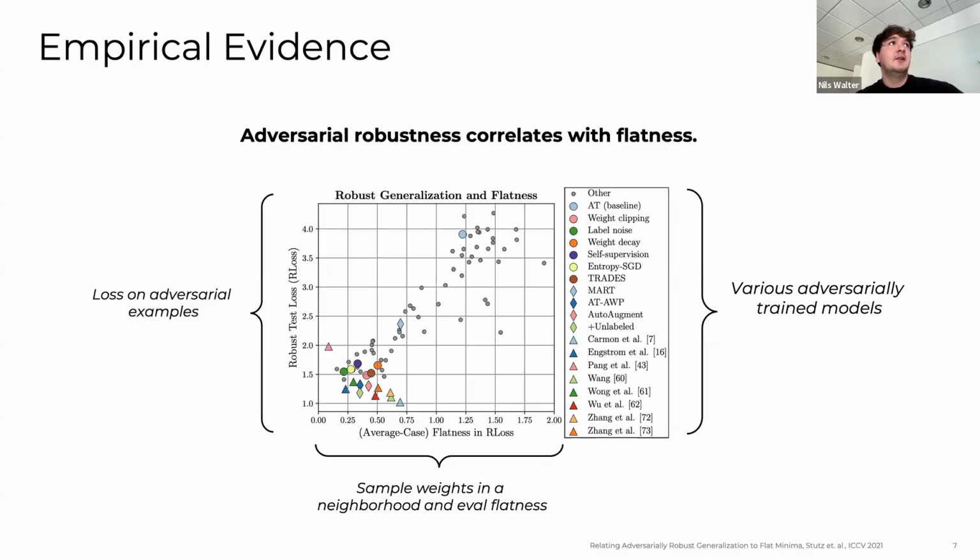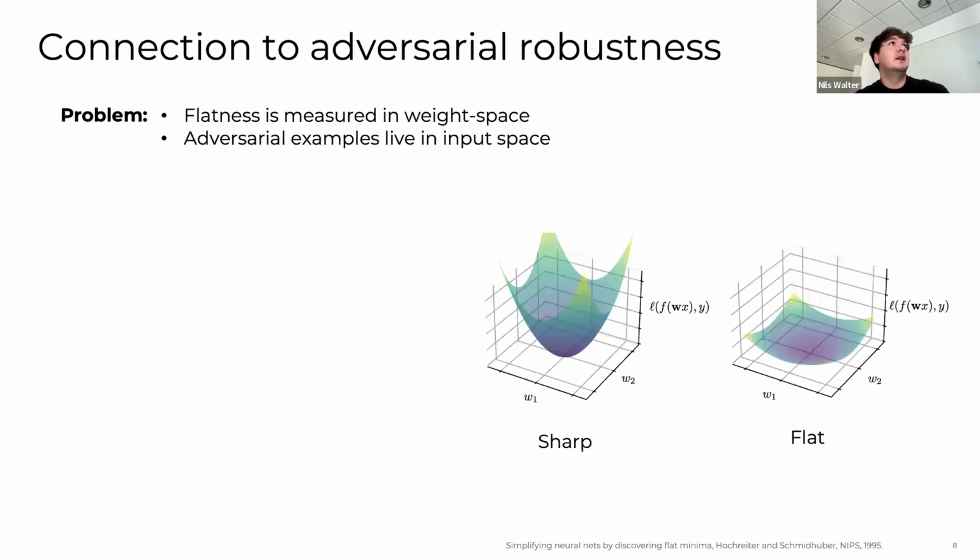Okay. Now, when we want to connect adversarial robustness to flatness, that is a bit of a problem because flatness is measured in the weight space, and the adversarial examples live in the input space. This means we now need to connect this geometry from the weight space to the input space, such that we can give guarantees on how much the input space can change, such that we will get robustness.